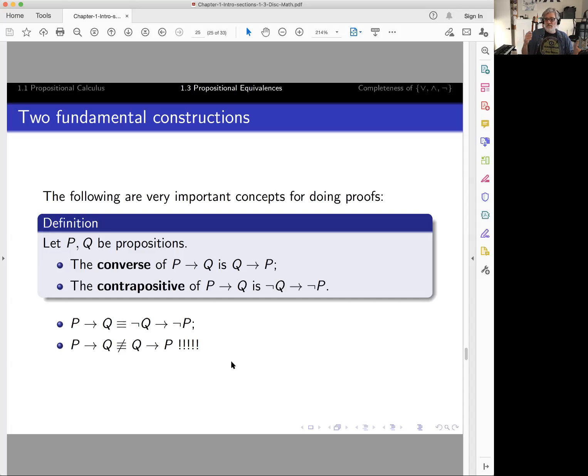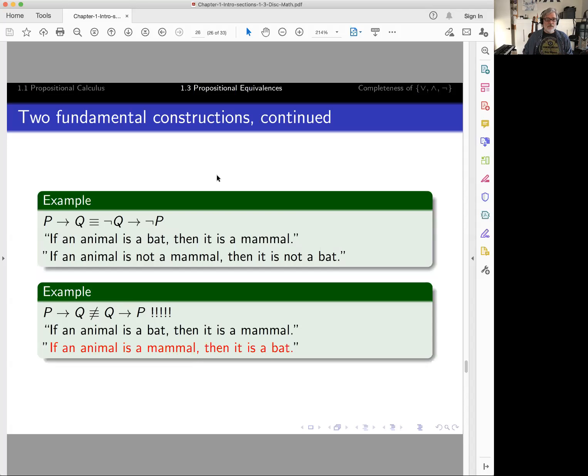Now you might ask, why consider such a weird looking thing? Because it turns out it is exactly the same thing as if P then Q. So they are logically equivalent. They mean exactly the same thing. However, the converse is not the same thing as the original proposition. I would like to illustrate this. This is important. It is not only important for this course, it's important for daily life. So let's look at the illustration in natural language.